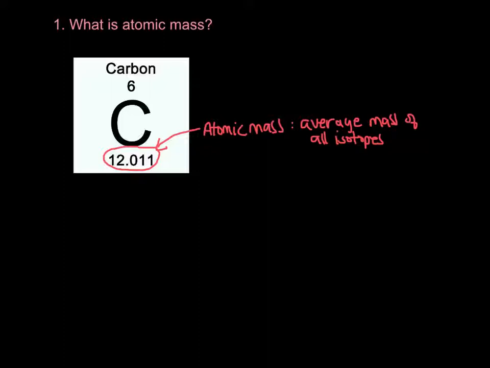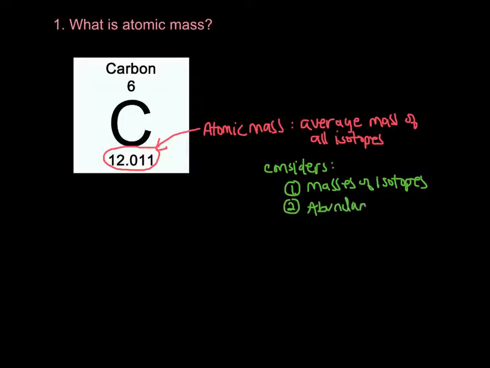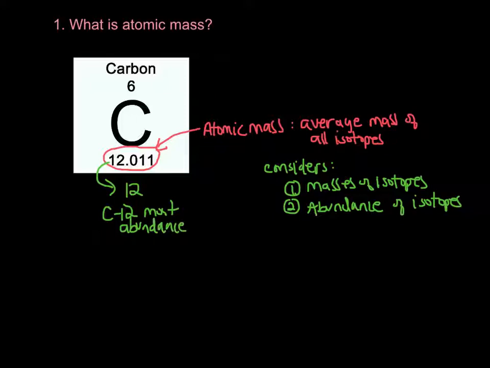Well, the reason for that is because it considers 2 things. It considers the masses of the known isotopes, but it also considers the abundance of those isotopes. And what I mean by that is, which one is there more of? So if I round that to a whole number, I get 12. And that tells me that carbon 12 is the most abundant isotope of carbon.